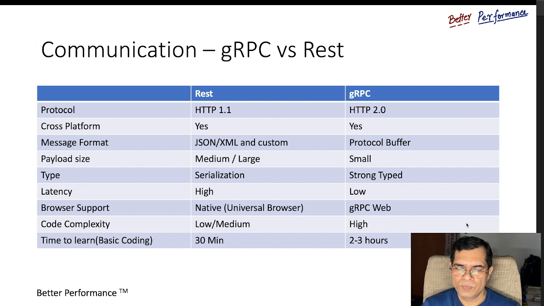Latency in JSON is very high, whereas in gRPC it is low. Browser support is much wider for REST, whereas gRPC requires specific browser support. Code complexity is high on gRPC. It takes approximately 2 to 3 hours to learn, whereas REST can be learned in 30 minutes with basic coding and then applied.